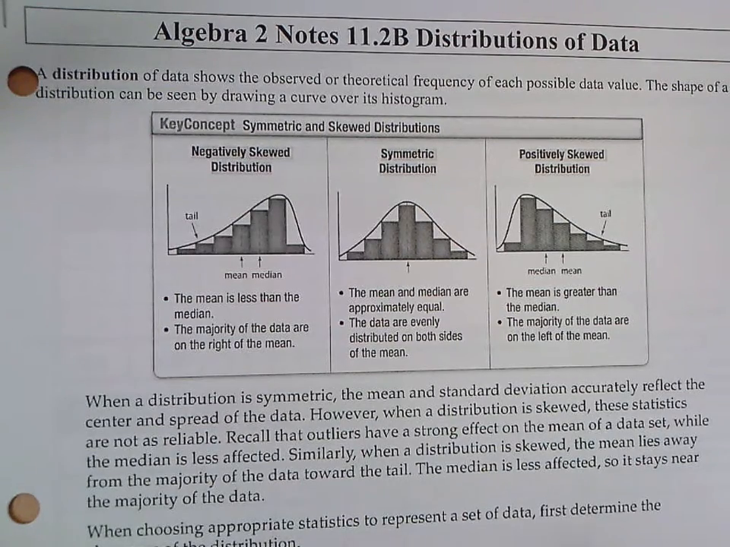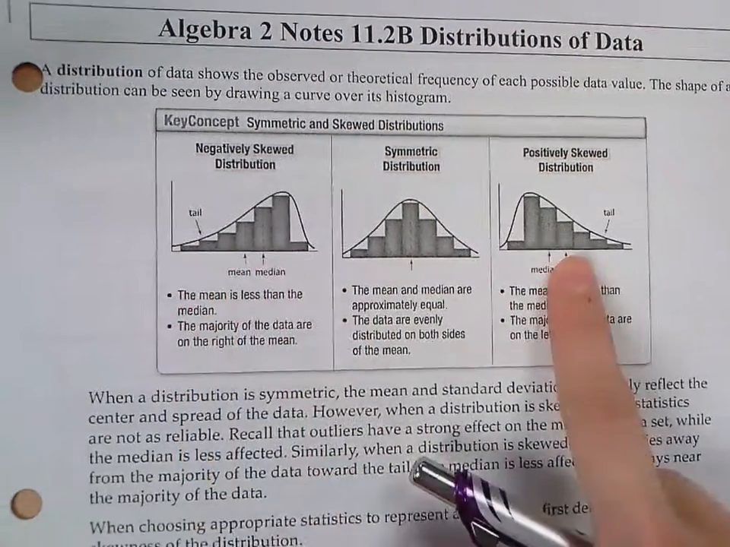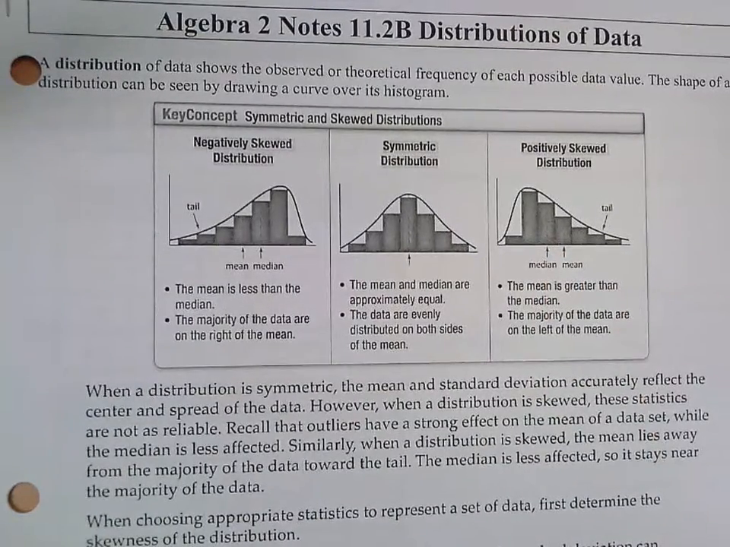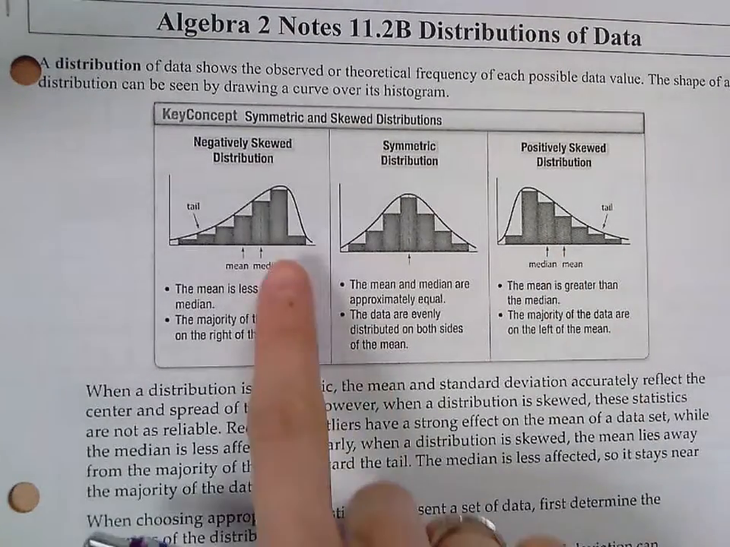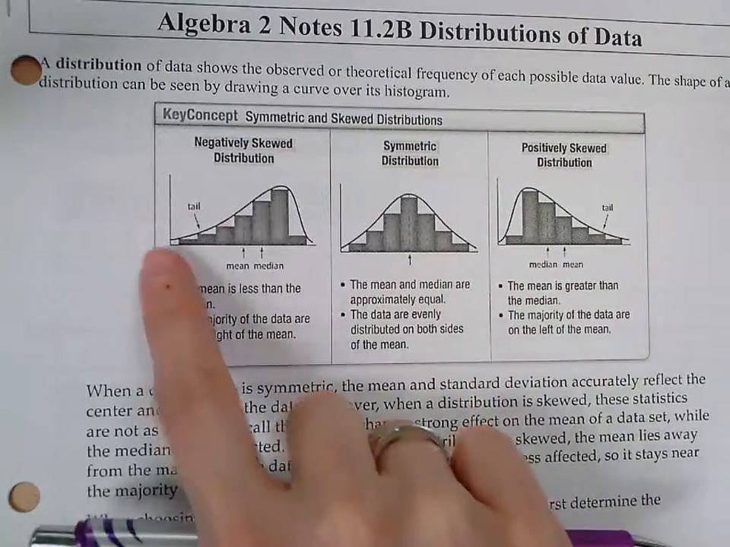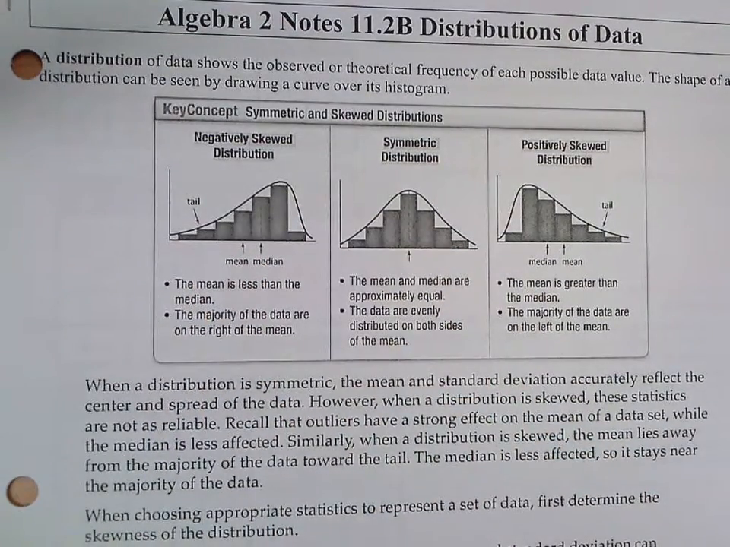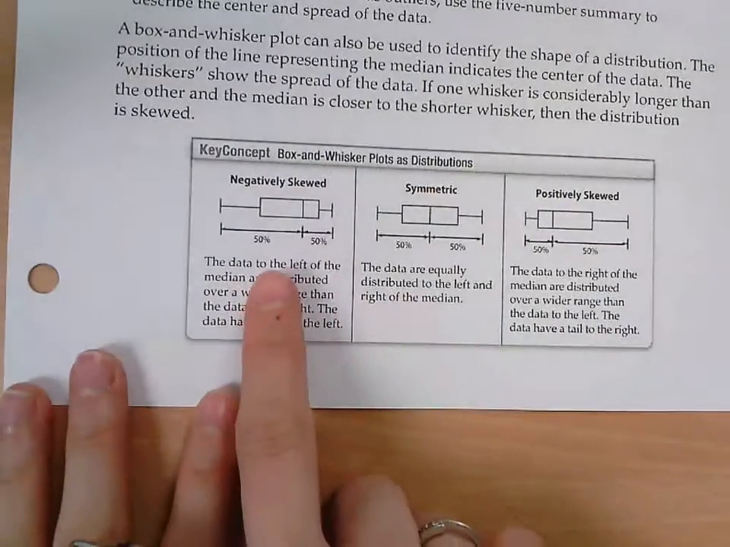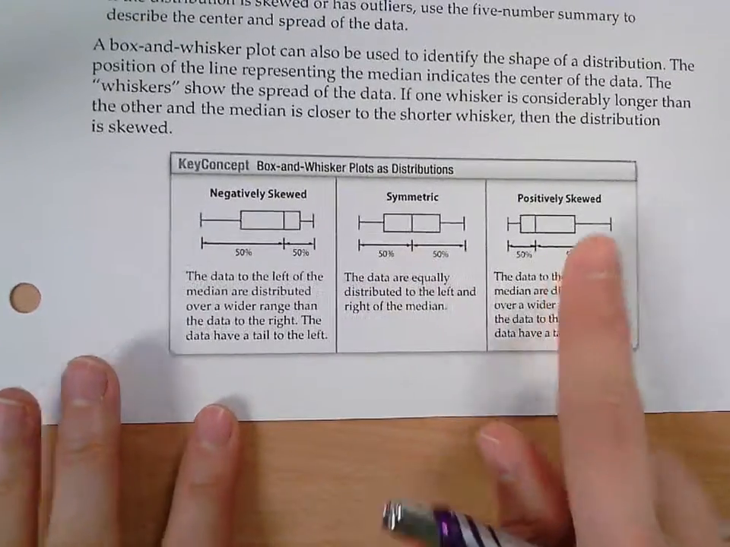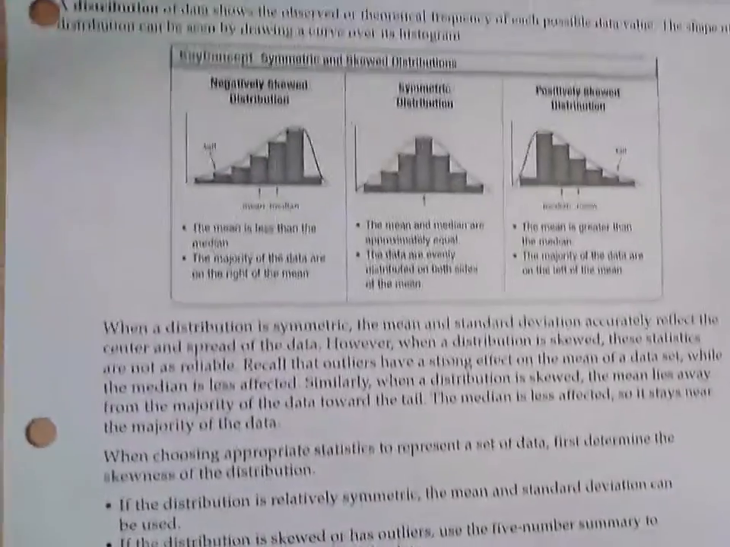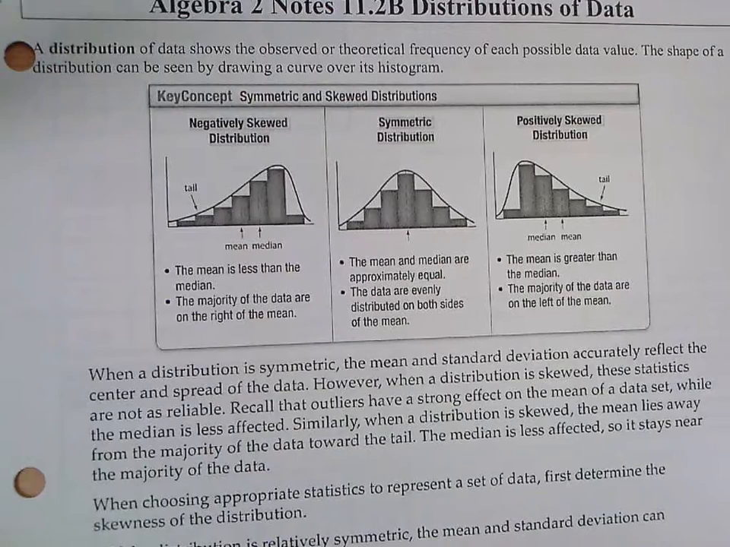We can either view it by graphing a histogram, which is like a bar graph, you just don't have spaces in between the bars, and then drawing a curve over it. Or you can view a distribution with a box and whisker plot. We are not making these by hand. That's why we have the graphing calculators, because graphing calculators can make them. So I just want to talk about the distributions quickly and then how that helps you determine what to use for your data.